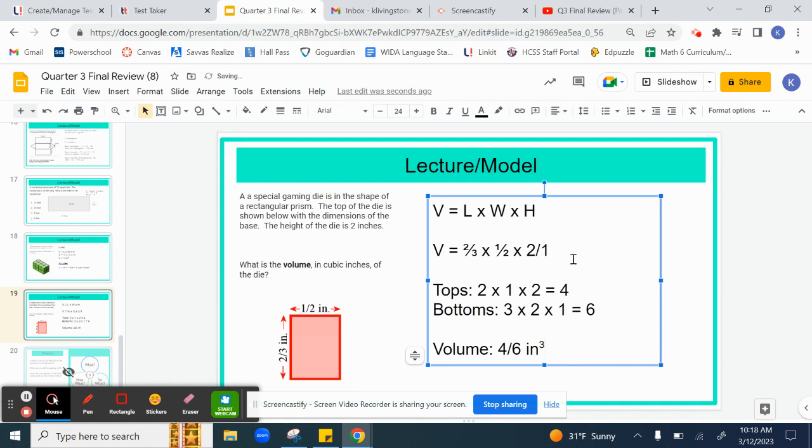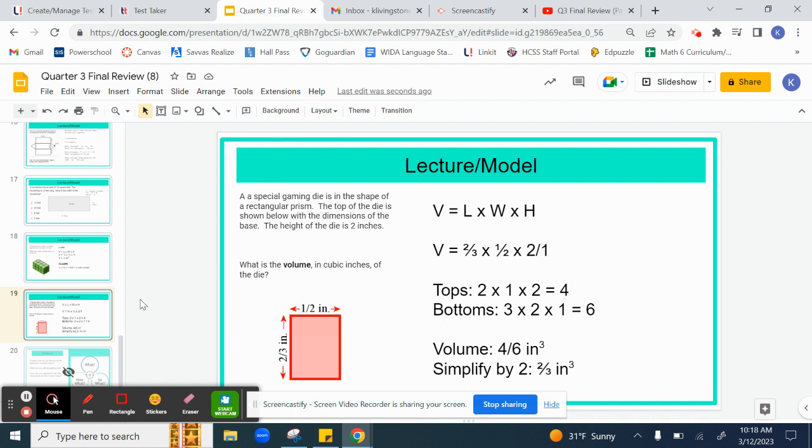But we would probably need to simplify if this were multiple choice. 4 and 6 can both be divided by 2, which would be 2/3 inches cubed. Again, this didn't specifically say to simplify, but if it did, it would have to be 2/3.